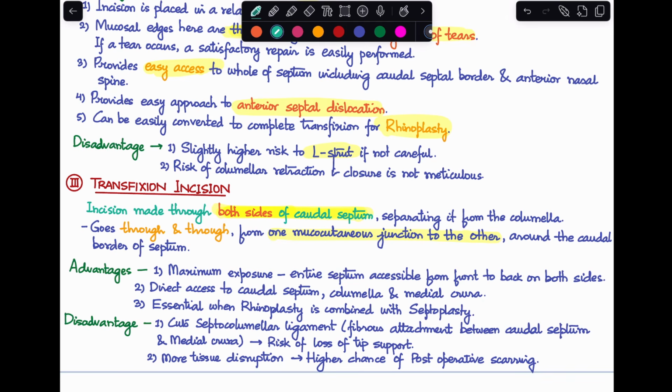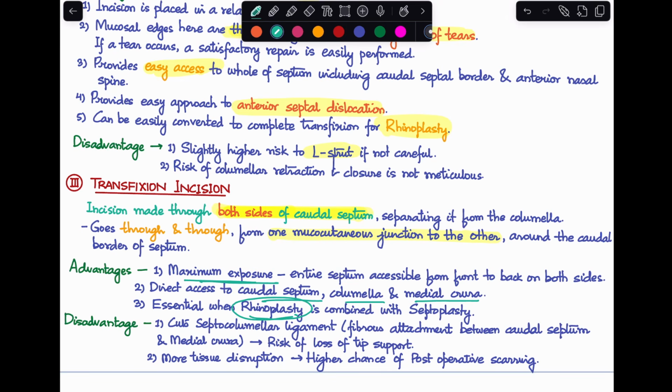So the advantage of doing the transfixion incision is that it gives you maximum exposure. Entire septum will be accessible from front to back on both the sides because of this incision. Second is it gives you direct access to the caudal septum, columella as well as medial crura. And third is it is essential when you are combining rhinoplasty along with the septoplasty. So these are the advantages of transfixion incision.